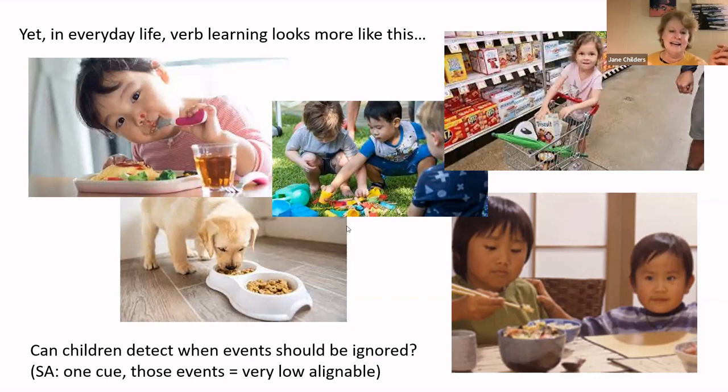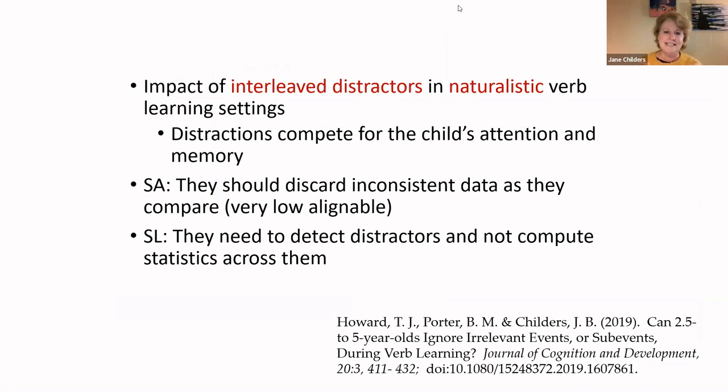So play is not alignable with eat, with an eating event. So maybe the alignability of the event could also help them realize these are distractor events. I shouldn't be comparing them. So we wanted to test the impact of interleaved distractors. We wanted to create some videos that were more naturalistic, that happen in the real world, that had distractors in them. And in structural alignment, we hypothesized that they should discard those distractor events because they're low alignable.